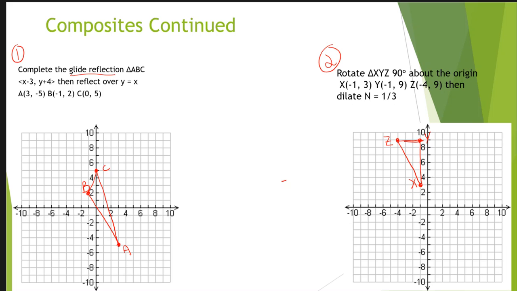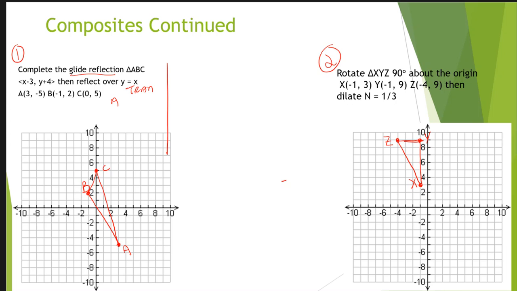This is a glide reflection, which means it's a translation and then a reflection. So first is the translation. It says, and then reflect. So I'm going to do the translation first. Now you can do the graph of all three. I'm just going to list the coordinates and graph the final product.